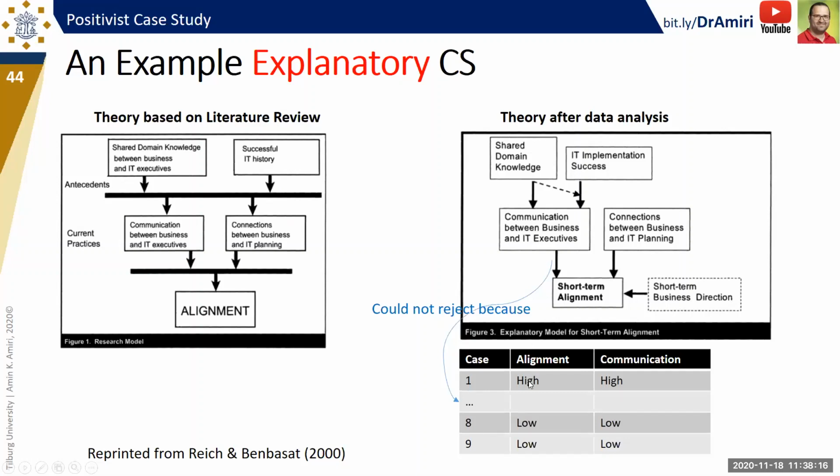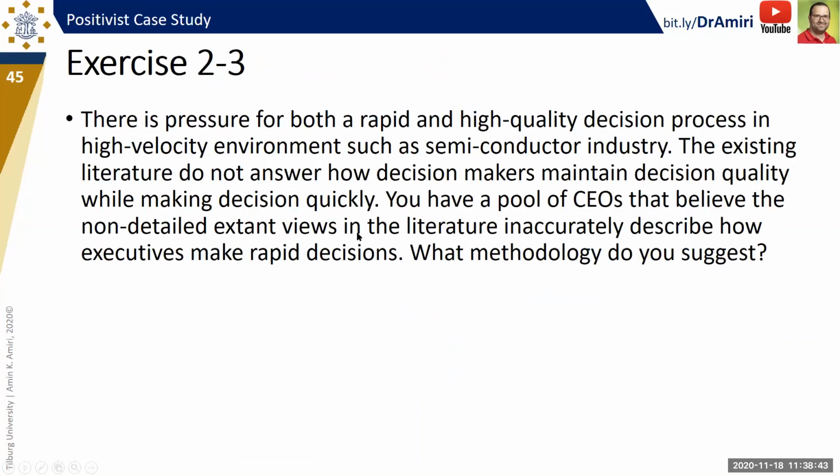If they could see that when alignment is high, communication is low for 2 or 3 cases, then they could say that this relationship is not supported by the data, it's rejected by the data actually. Okay, so that's how you need to measure this concept. This is the kind of table that you need to create at the end. So let's do this exercise, and then we go for a short break.